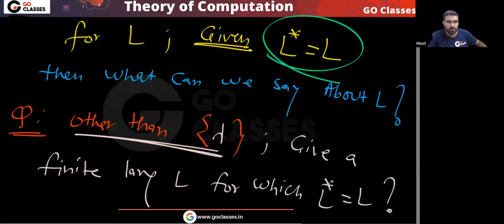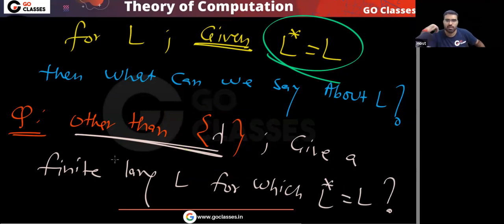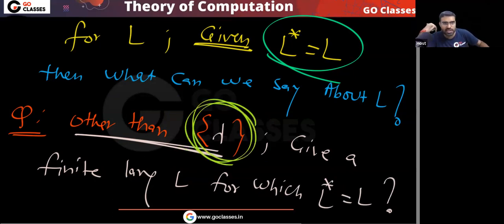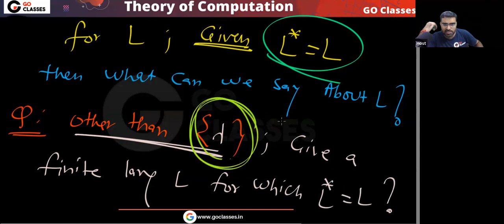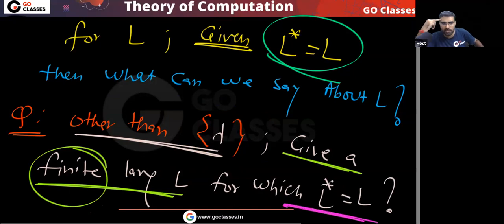Can you try? Think about it. Other than this language, don't give me this language. Of course, for this language, L star will be the same as L. But other than this language, can you give me a finite language for which L star will be the same as L? Tell me. Can you try?